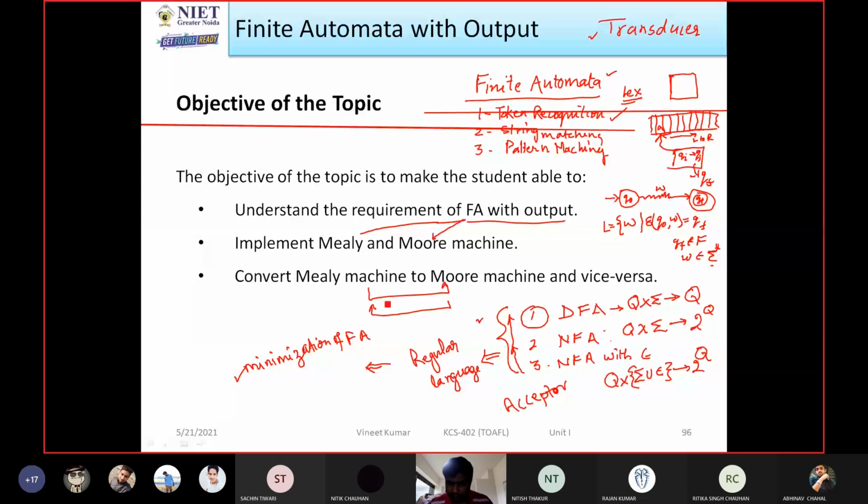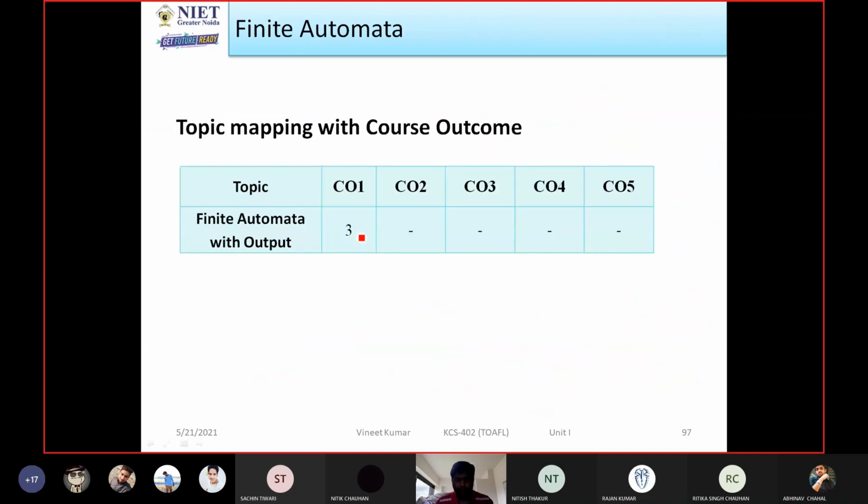Till now we have seen different kinds of automata like the acceptor. These accept the string based on reaching the final state. Now there is a different kind of automata where for every string we have to represent some output string. So we come to these different types of finite automata, right?